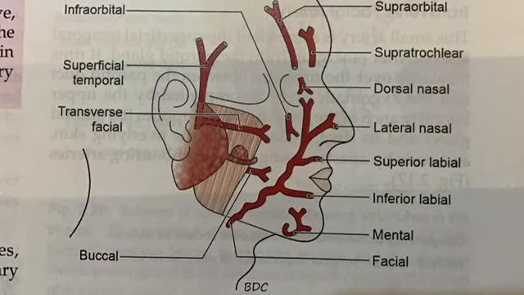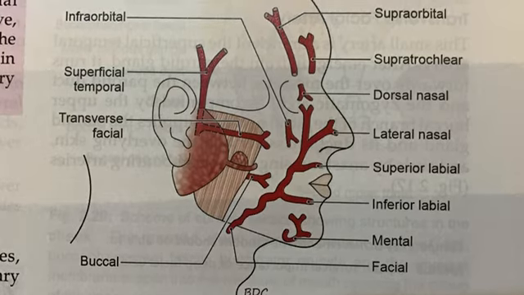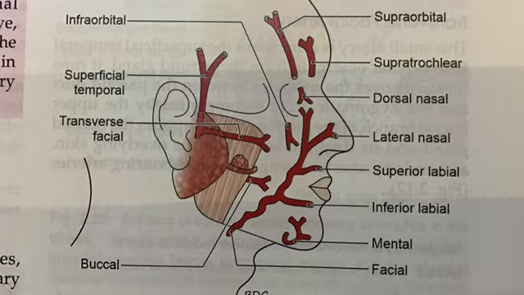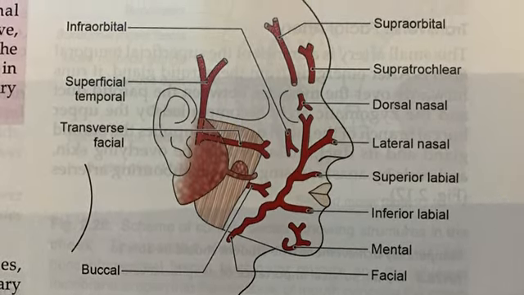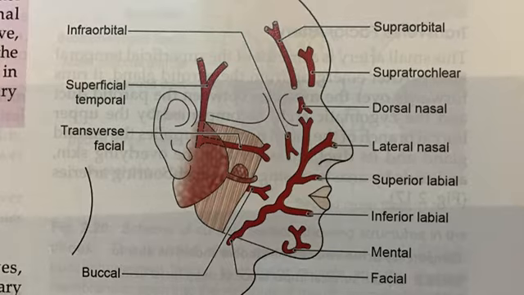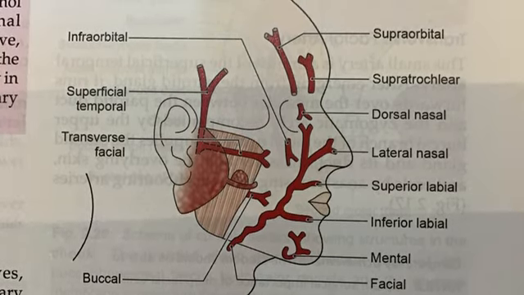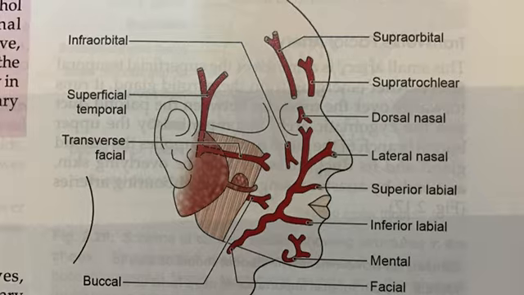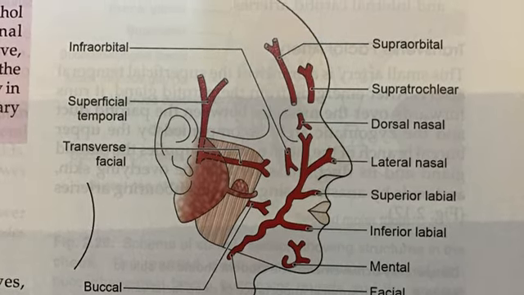About the arteries supplying the face, from below the main artery is the facial artery, which has two branches, the inferior labial and superior labial. Then above the nose, that is the lateral nasal. Then again there is the mental vessel. Then from the parotid gland, you see the transverse facial and superficial temporal artery.